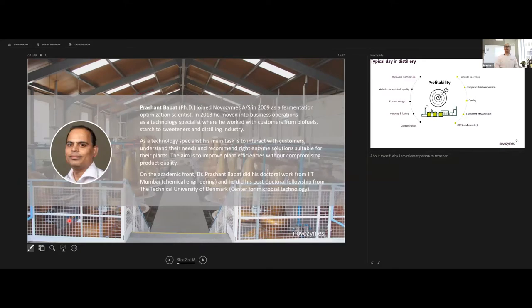On myself, I would say I started my career. I'm a microbiologist to begin with. So I did my master's, then did my chemical engineering PhD from IIT Mumbai, and then moved to Denmark, lovely Denmark, I would say, to do my postdoctoral work in molecular biology. And that's how I ended up in Novozymes. My first job was in production, producing enzymes. And then after 4 or 5 years, our leadership told me that now you can look at the business side also. So I moved to the business side as a technology specialist.